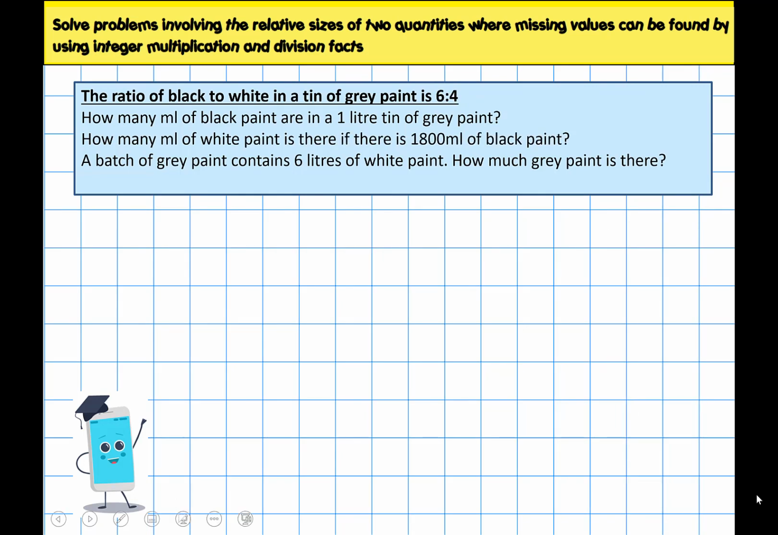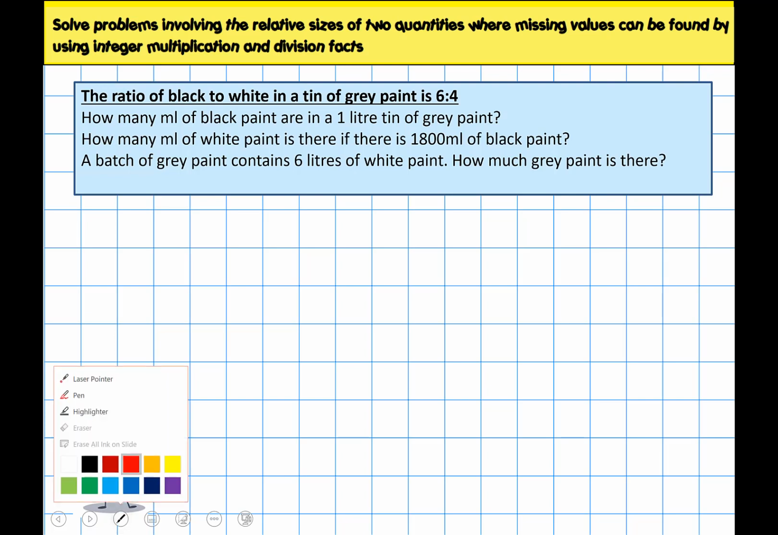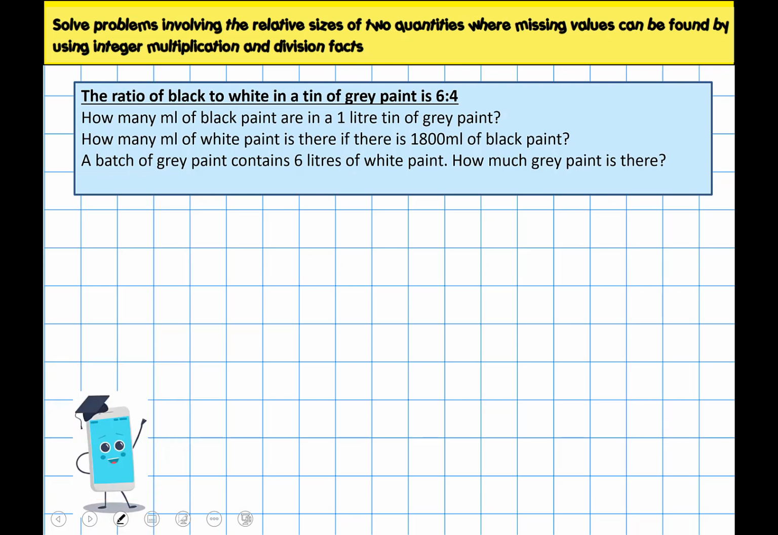Let's work through a style of question similar to the one on your worksheet. I'm going to get my highlighter so I can start to highlight important information. The ratio of black to white in a tin of grey paint is 6:4.